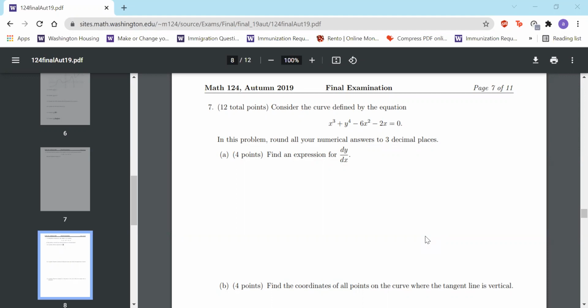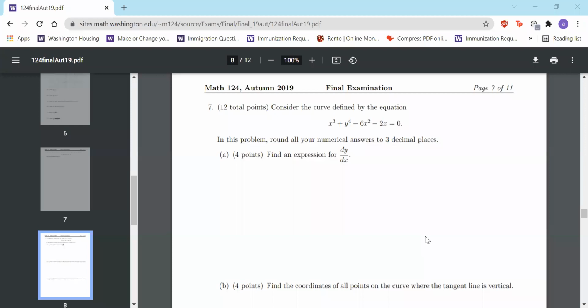And then part B: find all the points on the curve where the tangent line is vertical. A horizontal tangent line is when the numerator is 0. For a vertical tangent line, it is when the denominator is 0. So for part B, just set the bottom of the function equal to 0. And that's where you're going to go from.